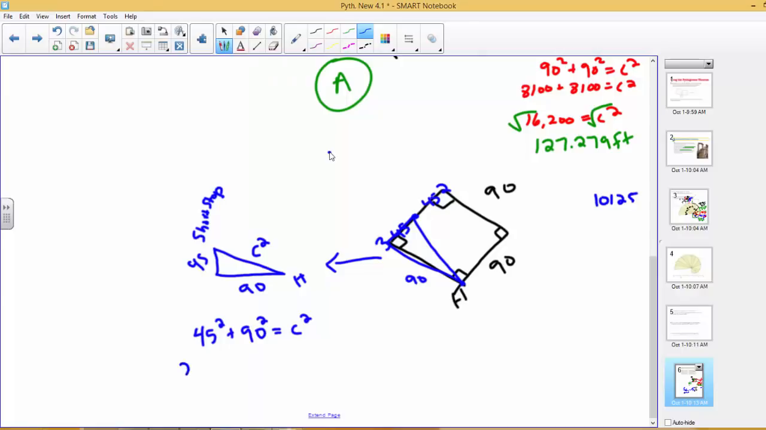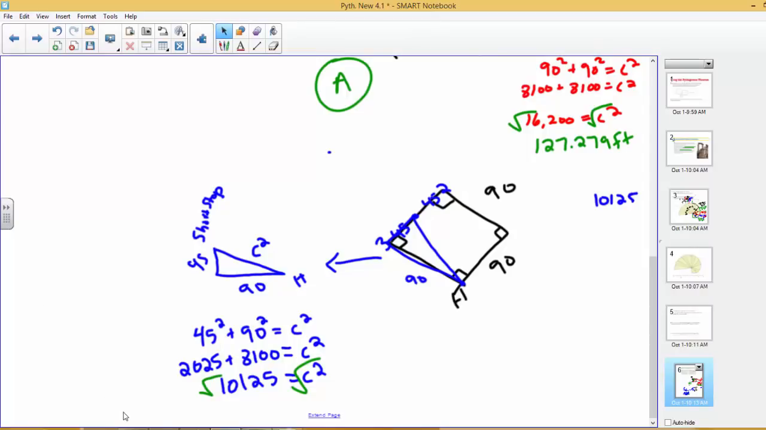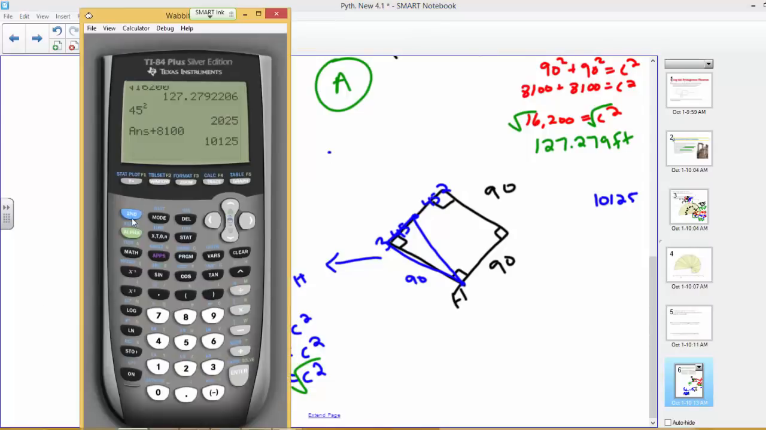Okay, so 2025 plus 8100, and I actually already did that in the calculator, which is 10125. And then you would need to square root both of those. And remember that special little thing in the calculator? You can go to second answer, second negative, and it gives you the last answer. So that is 100.62.